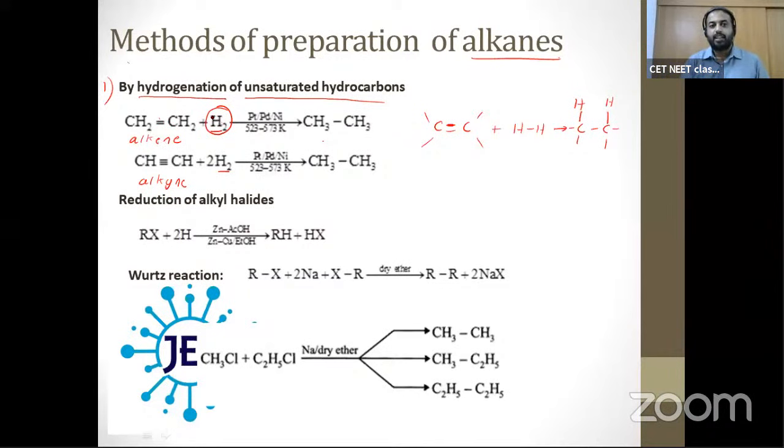I don't know how many of you noticed it. For alkene, it is only shown as 1 mole of hydrogen. Whereas for alkynes, 2 moles of hydrogen shown. Can anyone tell me the reason? You can send in the chat. Why for alkene, you have shown only 1 mole of hydrogen. For alkyne, there are 2 moles of hydrogen. Why?